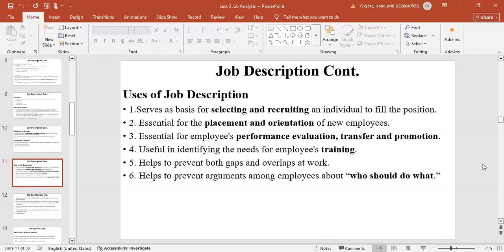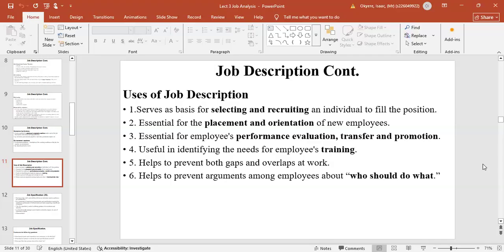Two, job descriptions are used for job placement. So we know where to put you. We know where you can work. We know the type of department that you can perform the task in. Three, job descriptions are used for promotional purposes. So when we see that you have performed all the assigned duties, then you will be promoted.